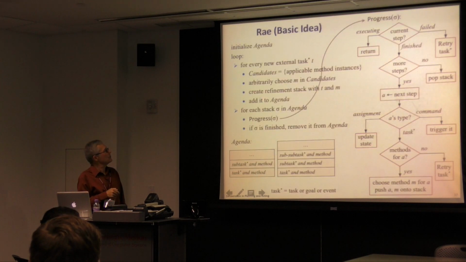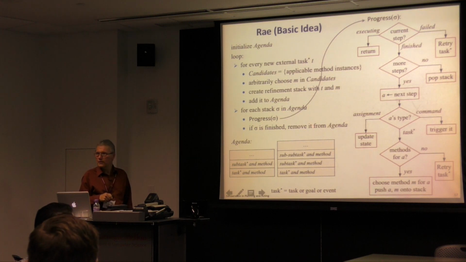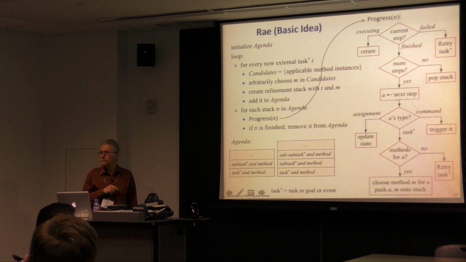So you do that for all of the external tasks that have come in. Then once you've put all of them into the agenda, you look through everything that's in the agenda, progressing each member of the agenda by one step. If you've finished with it, you remove it from the agenda. Otherwise, you keep it there. Once you've done that for each one of the stacks, then you go back and look to see if anything new has come in.